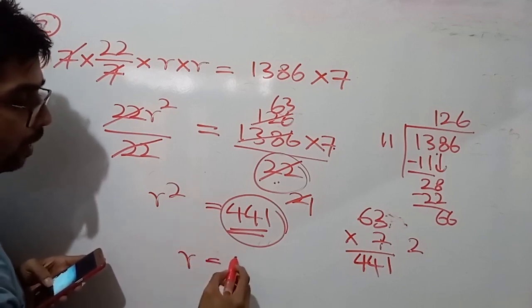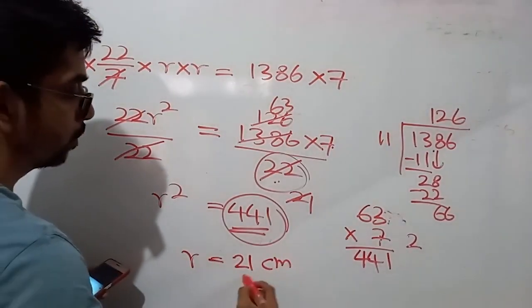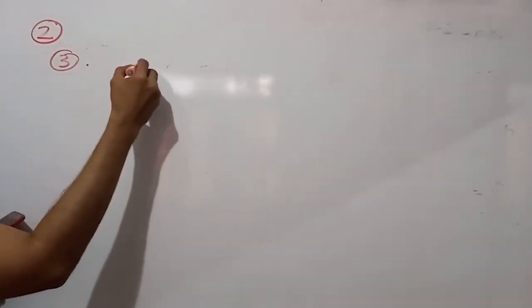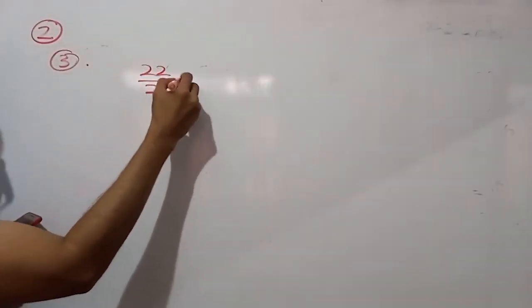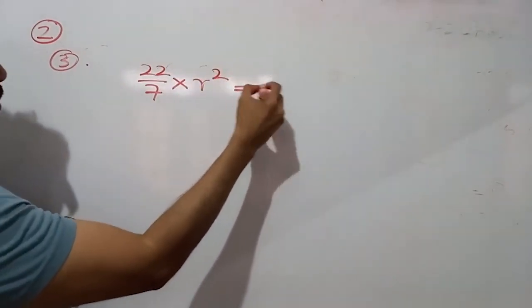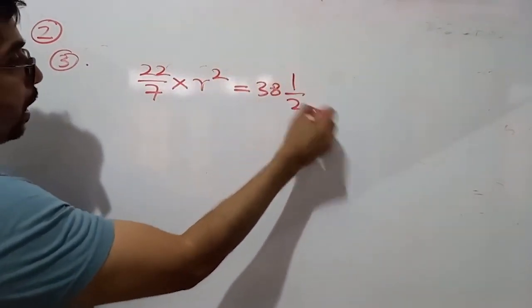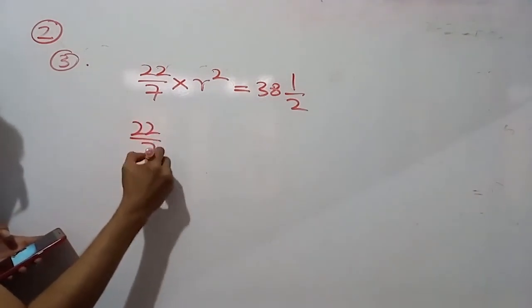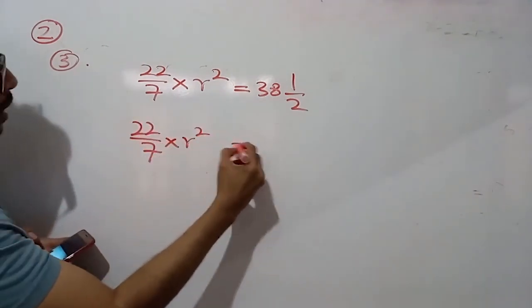So this will be what? 21 centimeters. So the area is 31.5 square centimeters. Right. So 22 by 7 times r square equal to 38.5. Now 22 by 7 multiplied by r square.